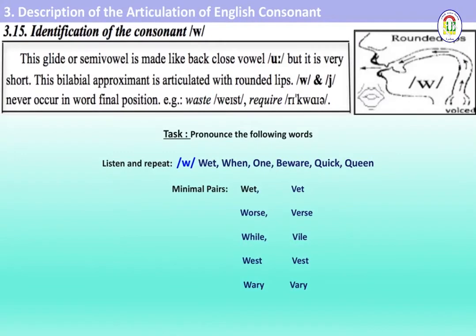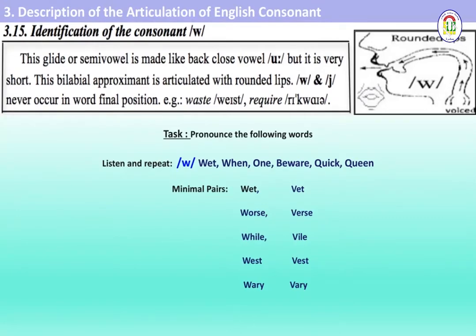Identification of the consonant W. This glide or semivowel is made like the back close vowel U, but it is very short. This bilabial approximant is articulated with rounded lips, like in W. W and Y never occur in word final position.